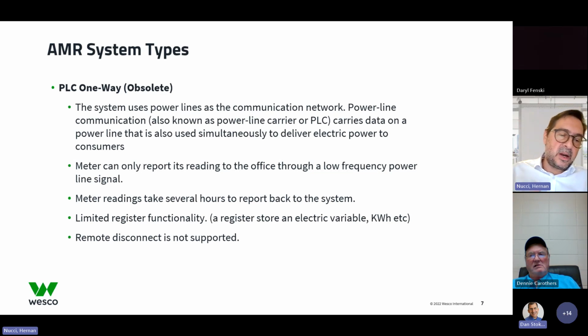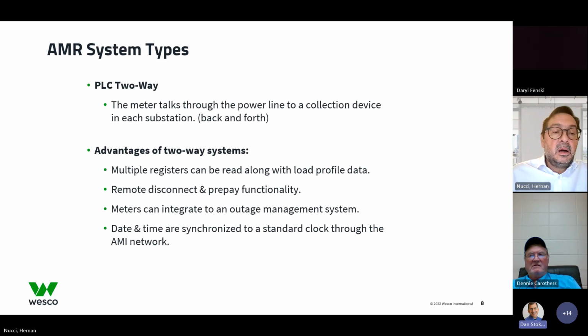Registers, we talk about variables. You can read probably one, and that's it, kilowatt hours and period. And there's no way to do a remote disconnect function. So essentially, it's a system that is obsolete, and there are a few still working, but of course, it's difficult to get parts and meters. An evolution of that was the two-way systems, the PLC two-way. You communicate back and forth, and all the problems of the PLC one-way are over.